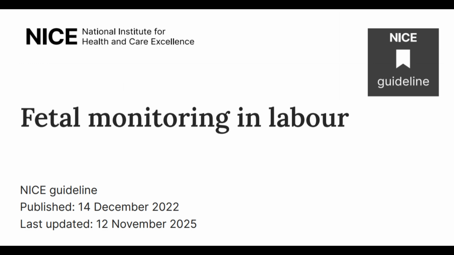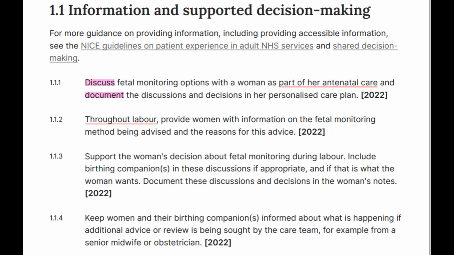Updated NICE guideline on fetal monitoring in labor. Information and supported decision-making. Discuss fetal monitoring options with a woman as part of her antenatal care and document the discussions and decisions in her personalized care plan.